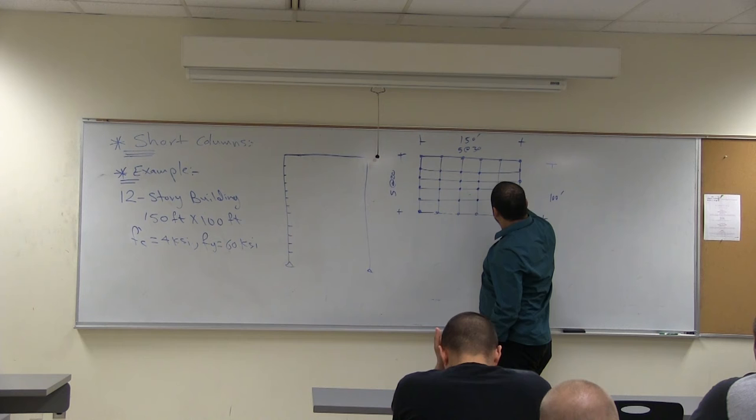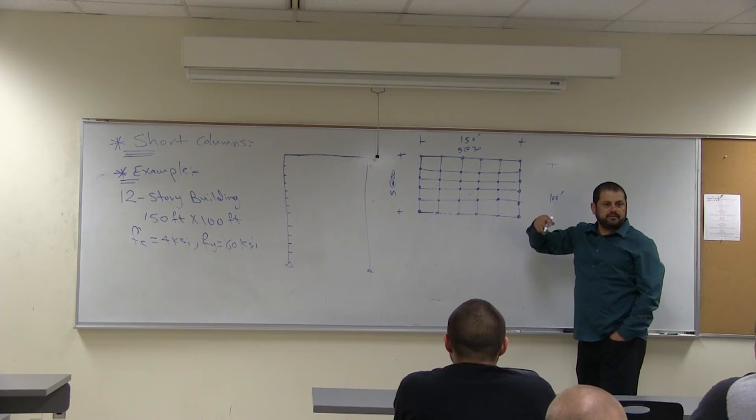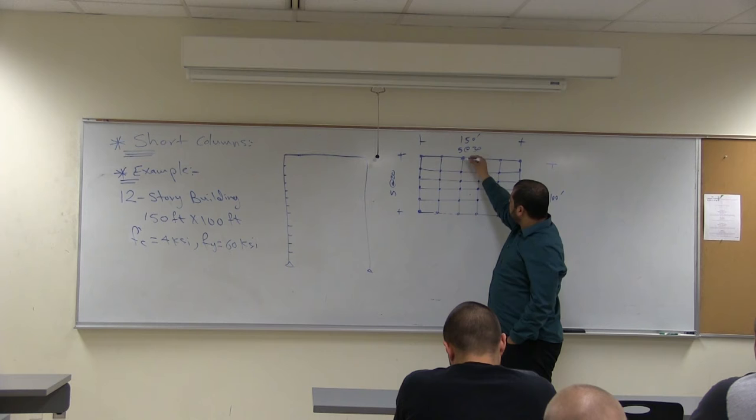And we said the corner one must be square and the perimeter one to be rectangular. Is that what I said in the statement? I thought they were all square. All square? Yeah, that's fine. So this is 30 and this is 20.